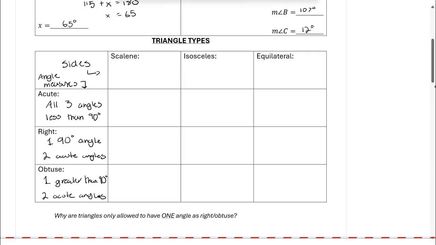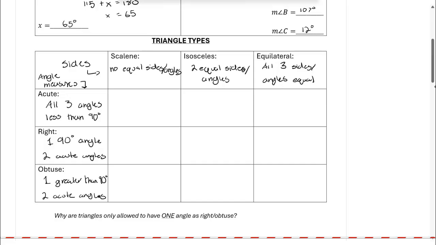Okay, so we're going back to the top. So the sides of the triangle. For scalene, that's going to be no equal sides or angles. For isosceles, that's going to be two equal sides / angles. And for equilateral, that's going to be all three sides / angles are equal.